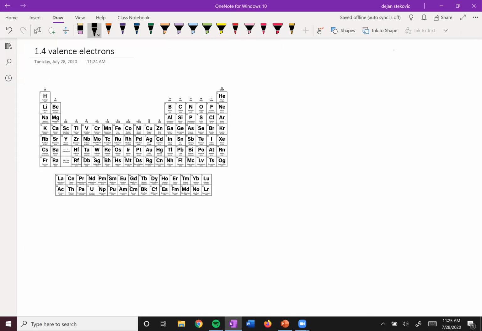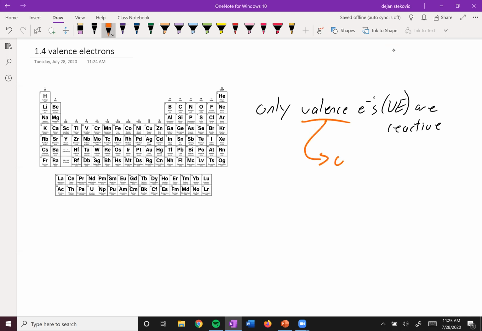All right, so while an atom may have many electrons, not all of them are going to interact when we're talking about bonding and chemical reactivity. It's really only the outermost electrons that interact, right? So only valence electrons, abbreviated VE, are reactive. And the valence electrons are the outermost electrons.